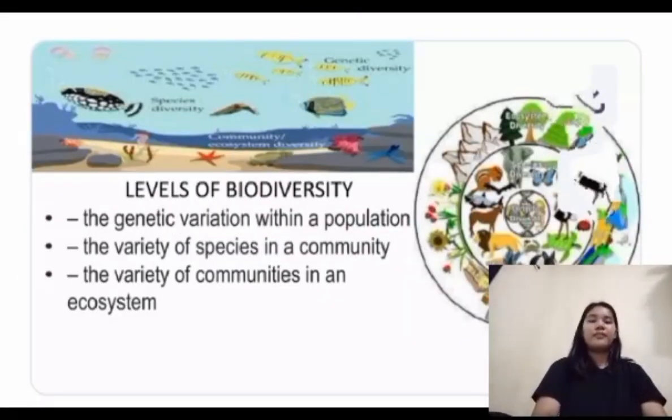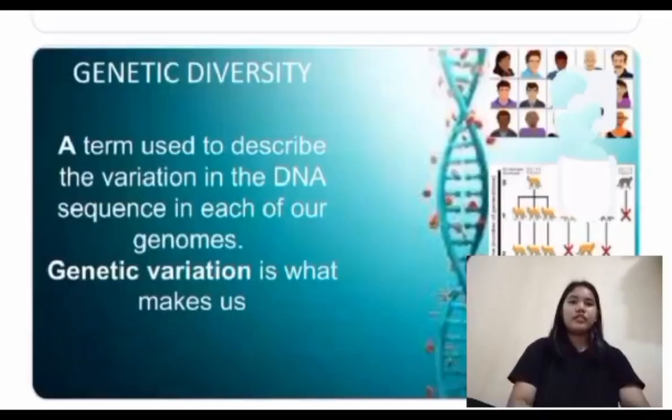There are three levels of biodiversity. First, the genetic variation within a population. Second, the variety of species in a community. Third, the variety of communities in an ecosystem. Genetic diversity is a term used to describe the variation in the DNA sequence in each of our genomes. So genetic variation is what makes us. Genetic diversity exists across all living organisms, from plants and animals to bacteria.